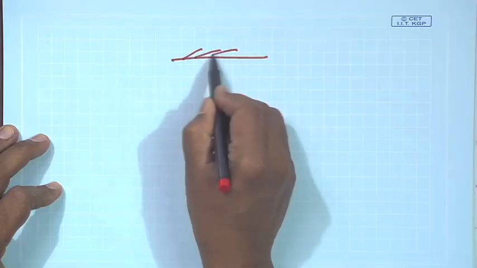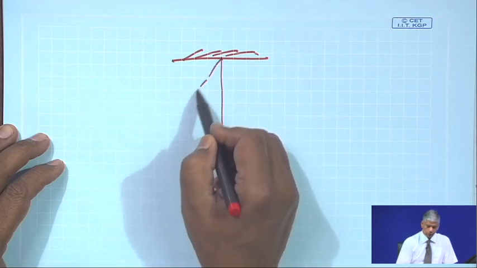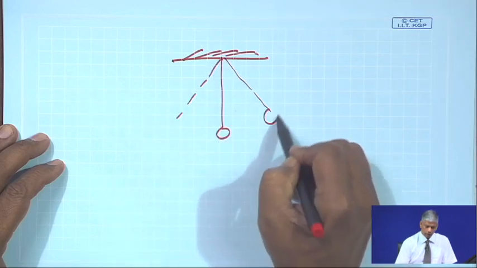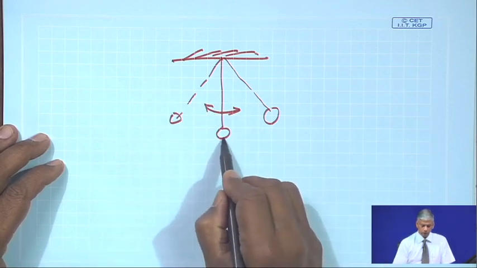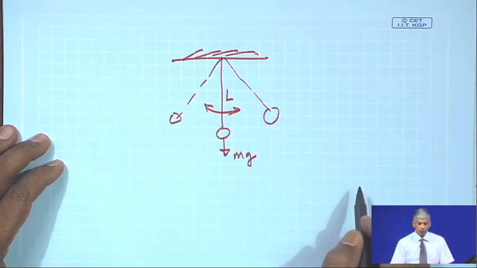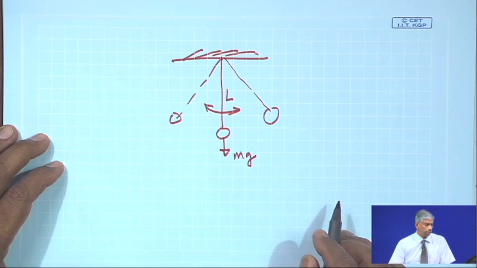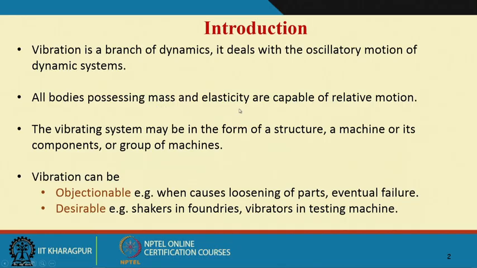If you think of a pendulum, this is its mean position, but then this pendulum will oscillate and it will have a to and fro motion. So, this pendulum is supposed to have an oscillatory motion. So, all bodies possessing mass and elasticity are capable of relative motion. The vibrating system may be in the form of a structure, machine, component, or a group of machines.